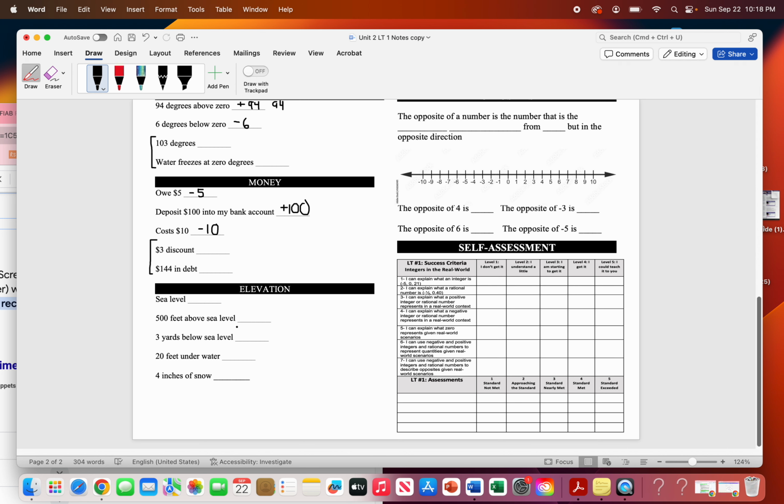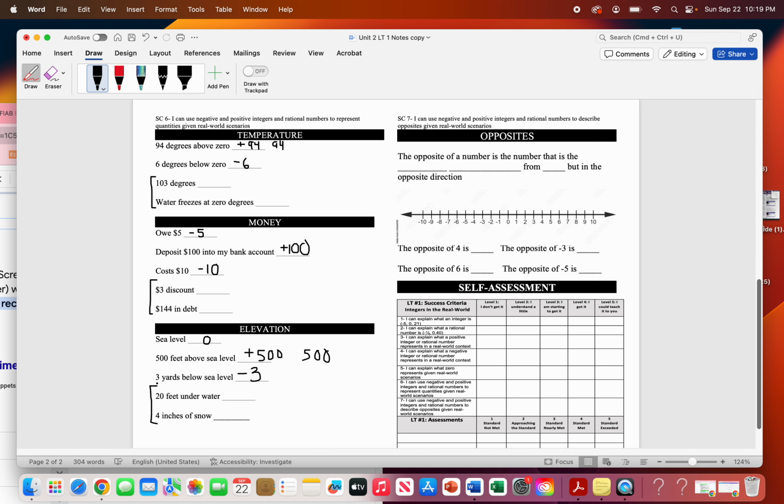Sea level. I mentioned that in our vocabulary. If it's at sea level, it's at 0. 500 feet above sea level means it's a positive 500. Or you could just say 500. It's the same thing. And then the last one I'm going to do with you, if it's 3 yards below sea level, that means it's a negative 3. It's below 0. All right, make sure you do those two on your own.